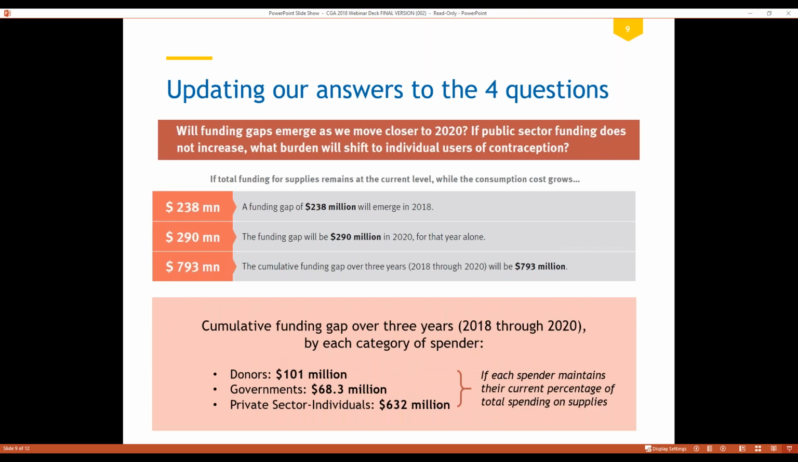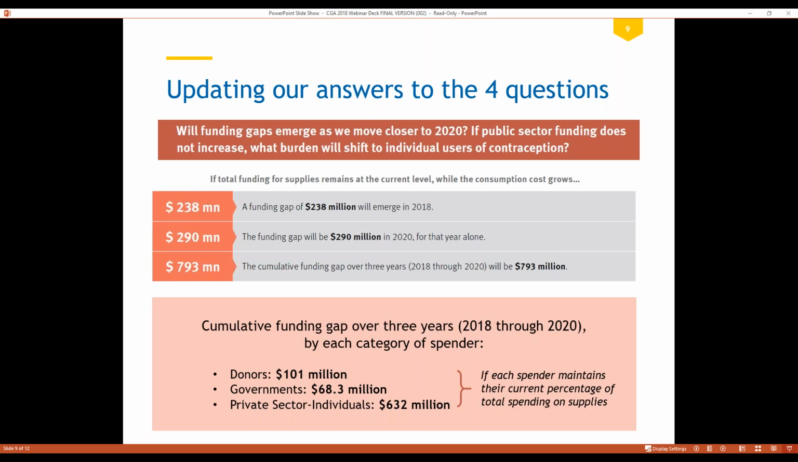And then finally, as the report is called a gap analysis, clearly one of the key things that we want to look at is how that consumption cost compares to current spending on contraceptive commodities and supplies, and to what degree we see a funding gap, how big that gap is now, and how much that gap will grow into the future. Because we know that as the number of users continues to grow, so will the consumption cost. So the cost will continue to diverge further from current levels of spending.